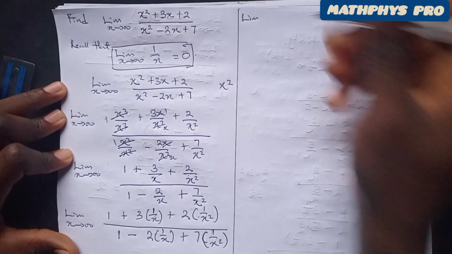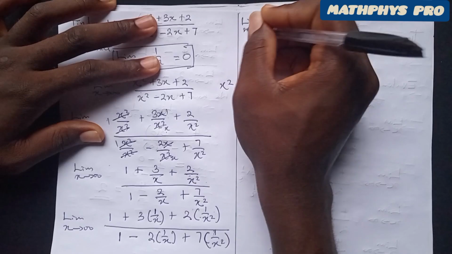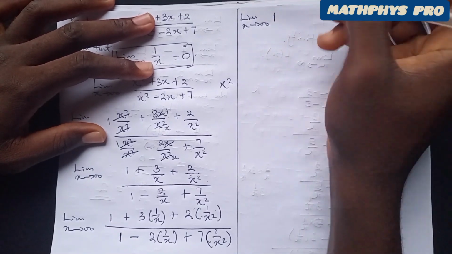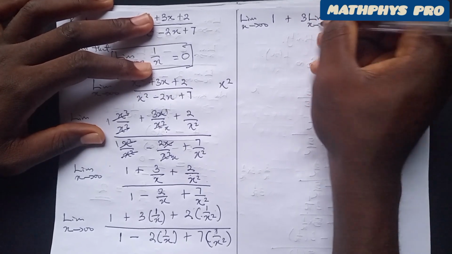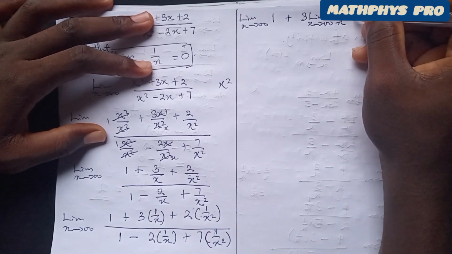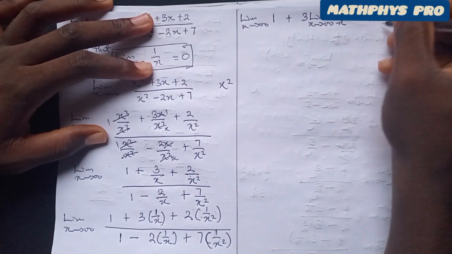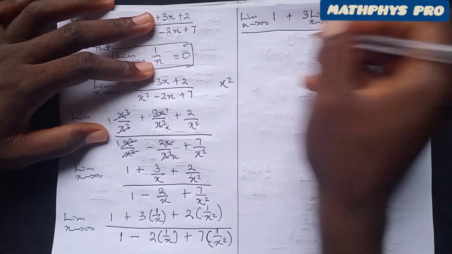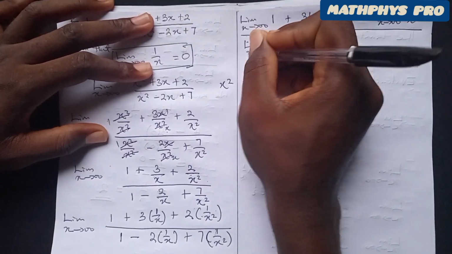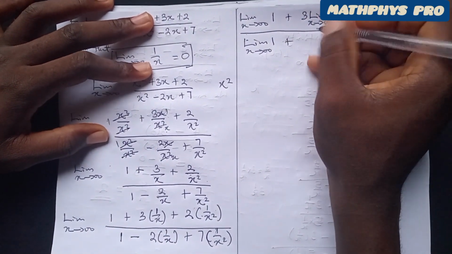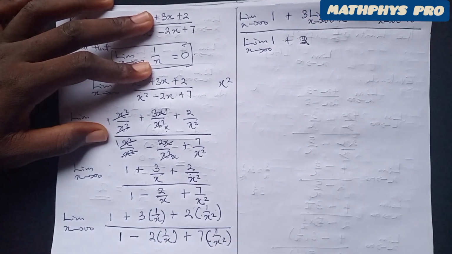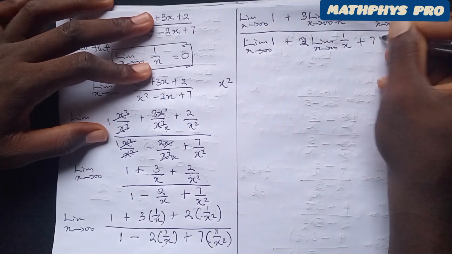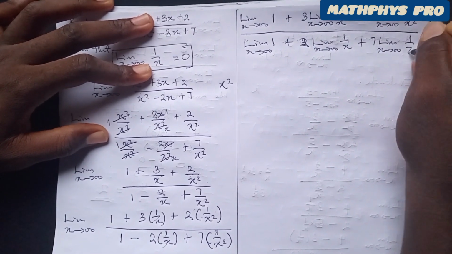So now the limit when x approaches infinity of 1 plus 3 lim when x approaches infinity of 1 over x plus 2 lim when x approaches infinity of 1 over x squared, divided by the limit of 1 when x approaches infinity plus 2, so for the denominator, plus 2 lim when x approaches infinity 1 over x plus 7 lim when x approaches infinity 1 over x squared.